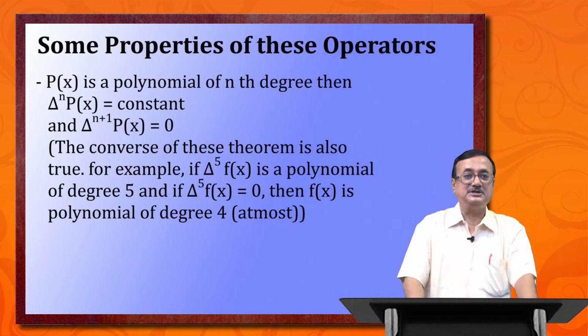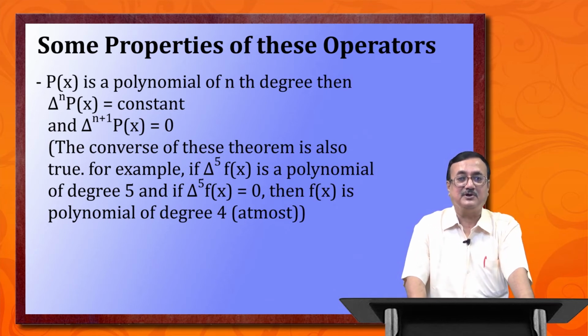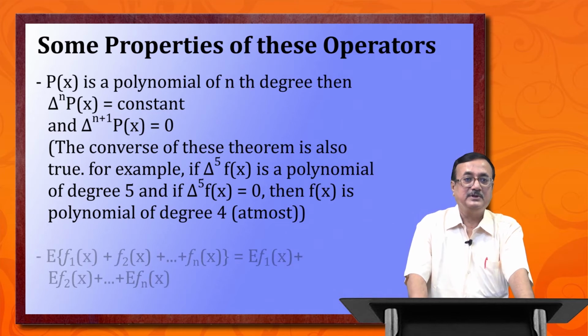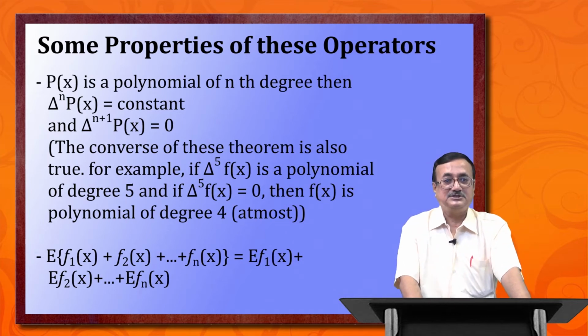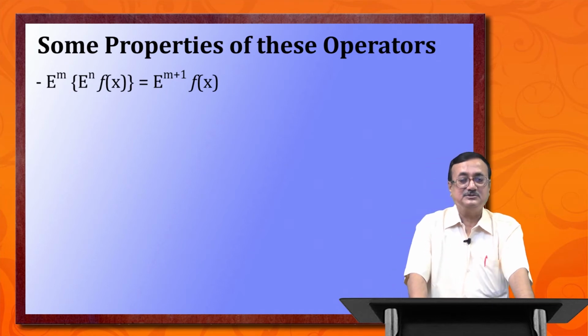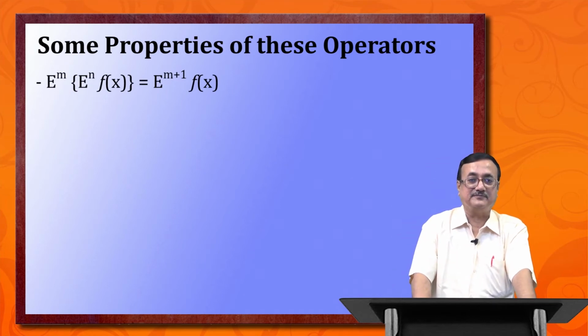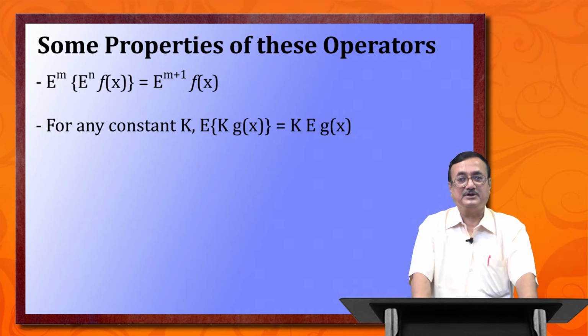Next we come to the shift operator. Similarly, the shift operator also satisfies the distributive law. Shift operator operated on f1(x) plus f2(x), etc. will give us shift operator on f1(x) plus shift operator on f2(x), like this. The shift operator also satisfies the laws of indices. Em operated on En f(x) will give us E of m plus n f(x). For any constant k, E operated on k into g(x) will give us k into E operated on g(x).